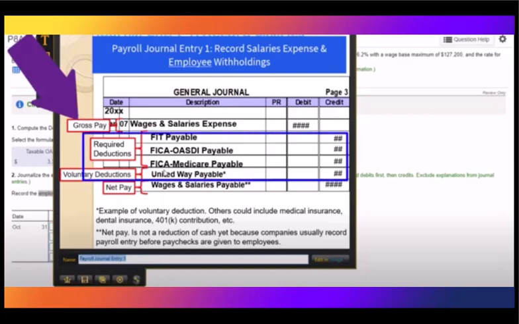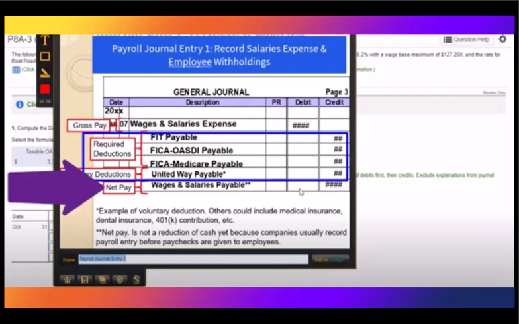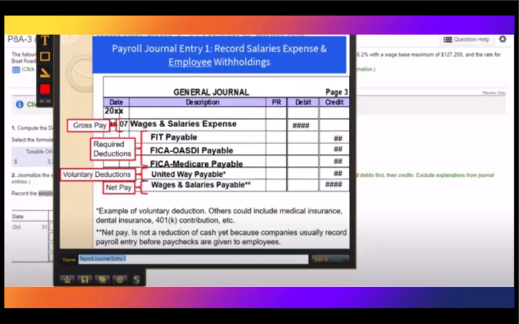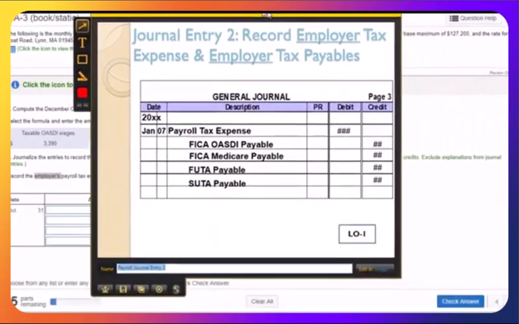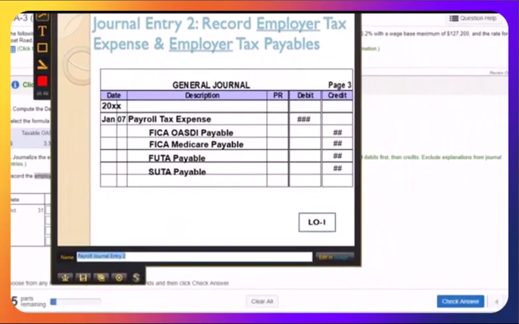This is for the employees, so we have the gross wages here and then all of their deductions. And you subtract those deductions from the gross pay, and that gives you net pay. But we're not going to record this transaction in this problem, they just want you to record the employer. So let's look at the employer journal entry, which is journal entry number 2 when doing payroll.